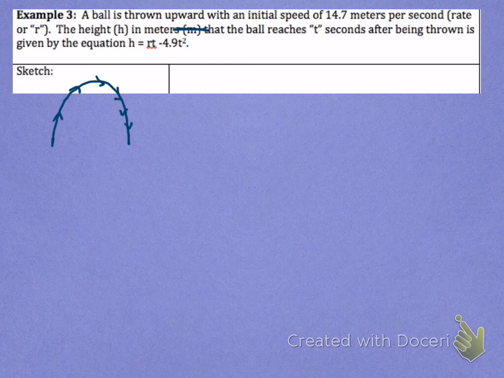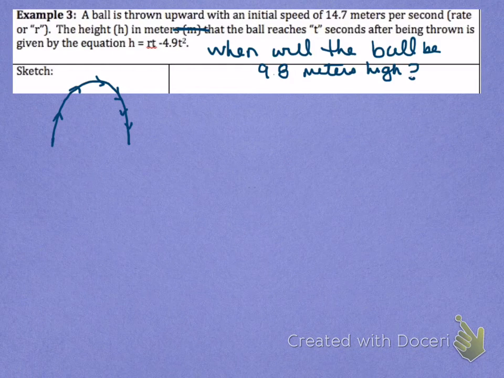And so when we're looking for the ball to be 9.8 meters high, we need to add in that question. Hold on a second. Okay, so we want to add that question in there: when will the ball be 9.8 meters high? The idea in this sketch is that because you throw the ball up and then it comes down, there are going to be two different spots where the ball will be at a certain height.